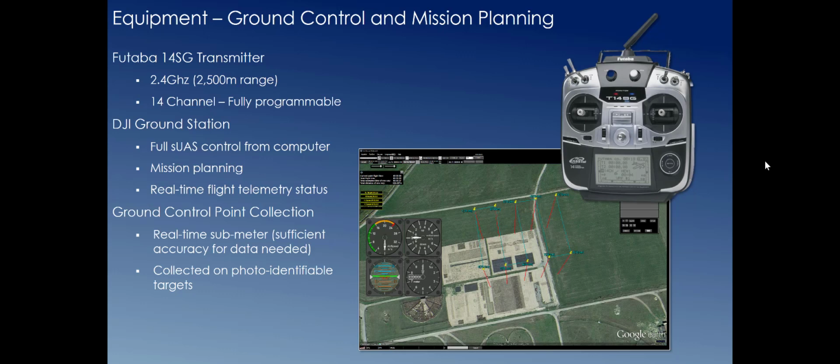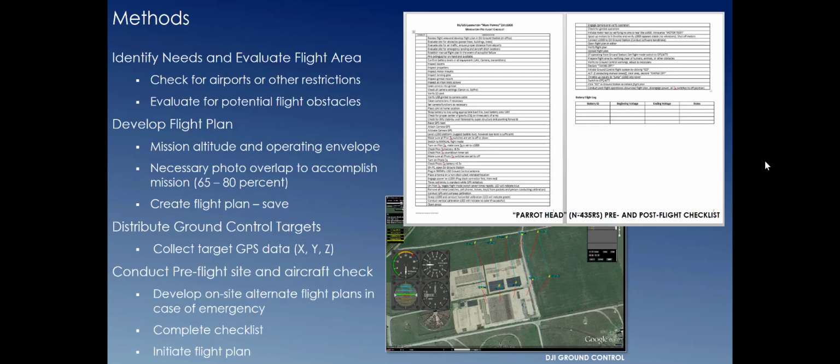Our ground control point collection. So this is an important point. We do ground control for all of our flights. We do real-time submeter accuracy, or we can tie into a local survey network and have centimeter accuracy in the X, Y, and Z components as necessary. And those are all collected on photo identifiable targets, which happen to be high-tech bucket lids from your local hardware store with numbers painted on them and a white dot in the middle. So nothing too terribly expensive in that area.